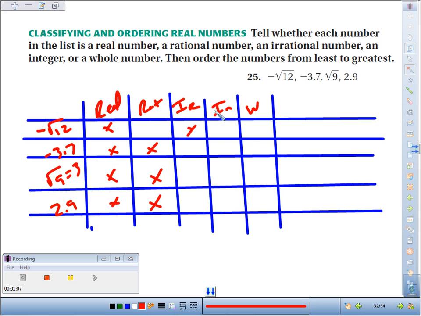As far as the integers go, this decimal would go on forever. This is a decimal, but 3, that's an integer. It's also a whole number. I think our table is complete.